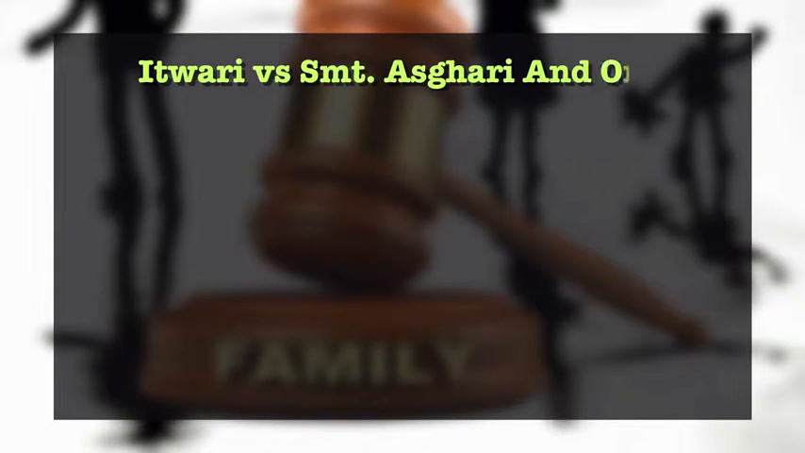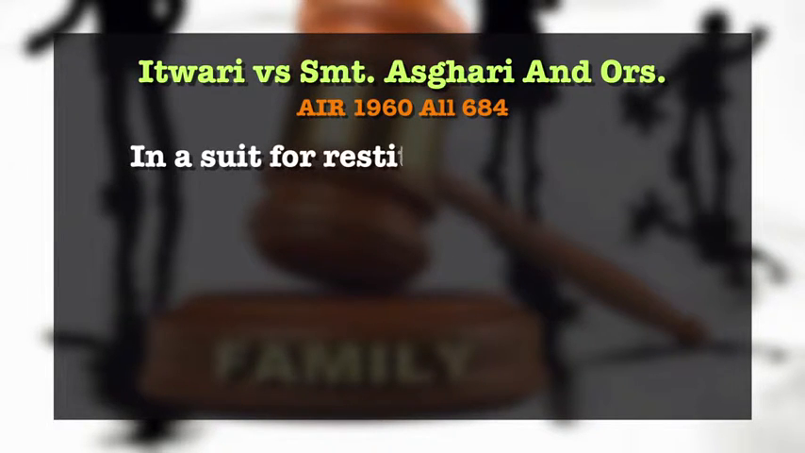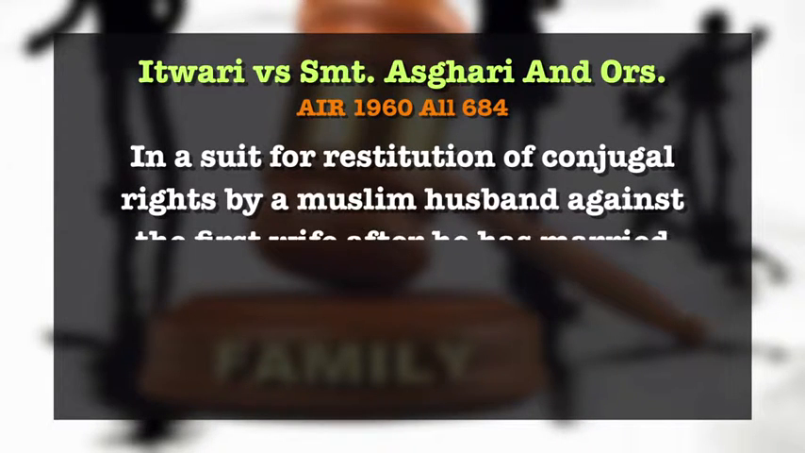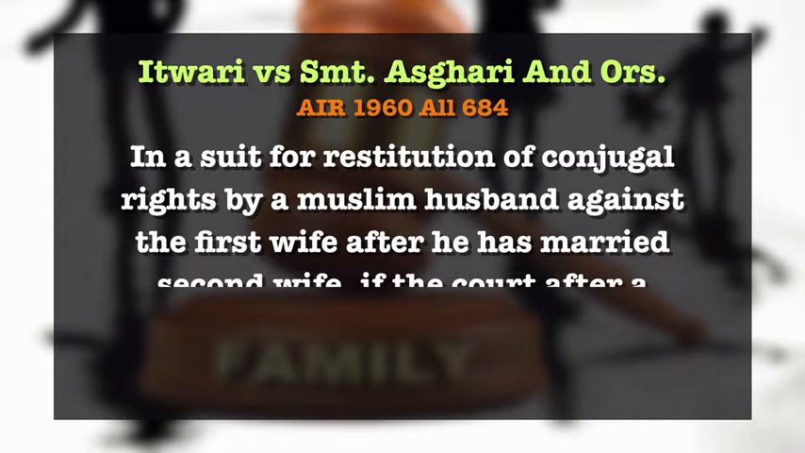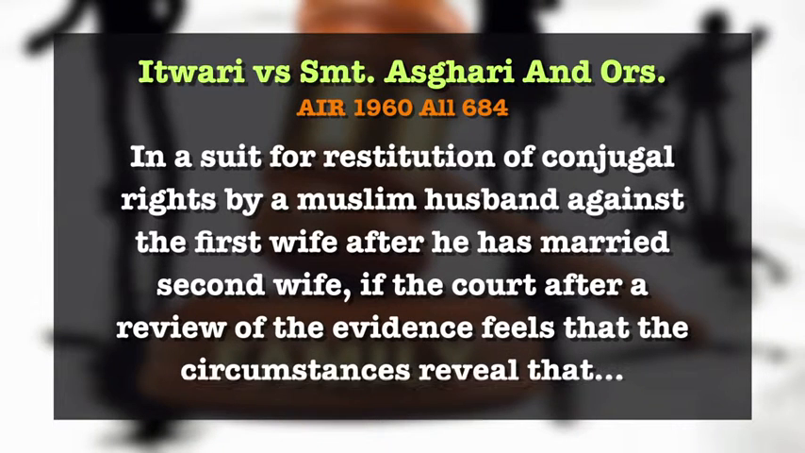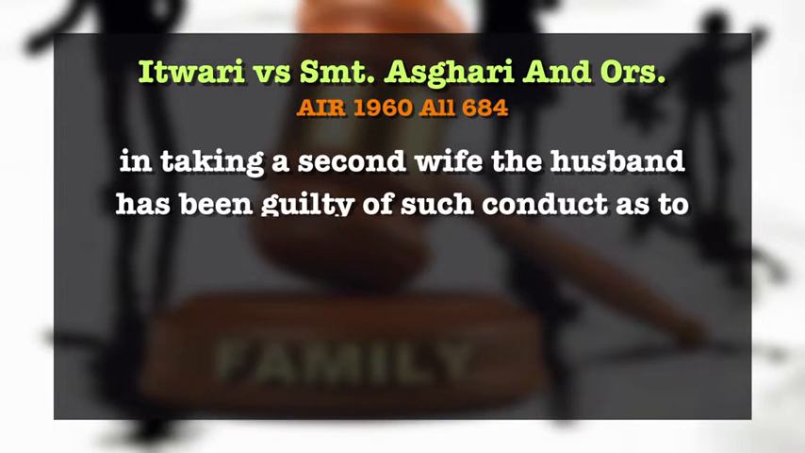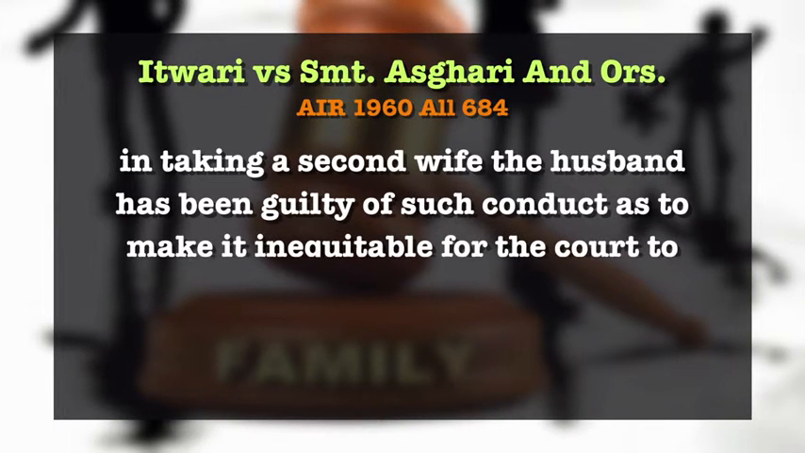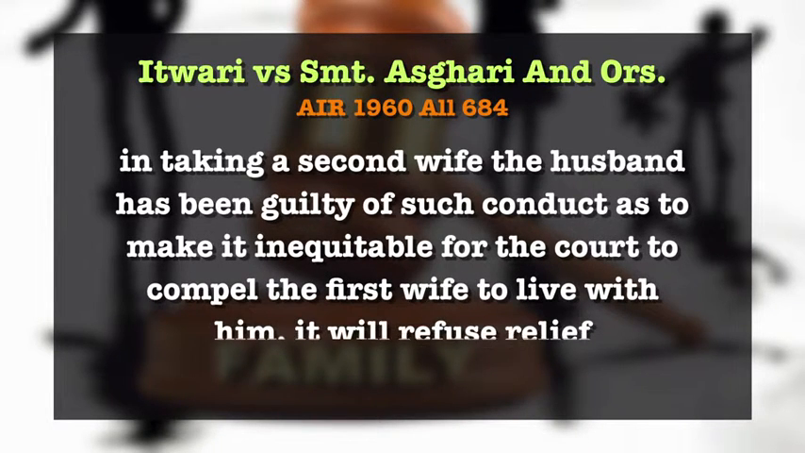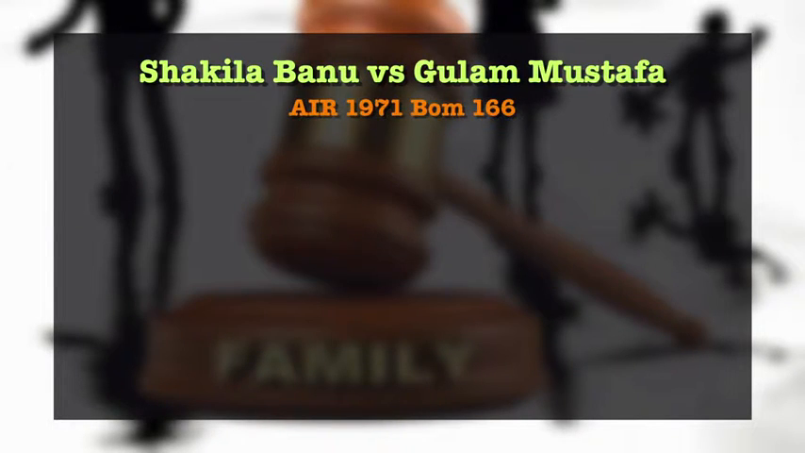The case at hand, Itwari versus Srimati Asghari and others. In this case, it was held that in a suit for restitution of conjugal rights by a Muslim husband against the first wife after he has married a second wife, if the court after review of the evidence feels that the circumstances reveal that in taking a second wife, the husband has been guilty of such conduct as to make it inequitable for the court to compel the first wife to live with him, it will refuse relief.